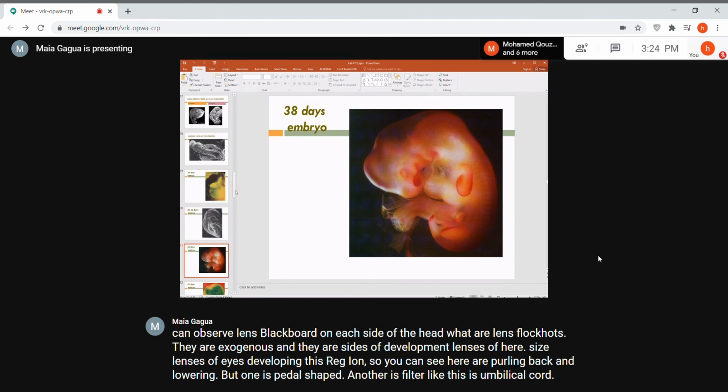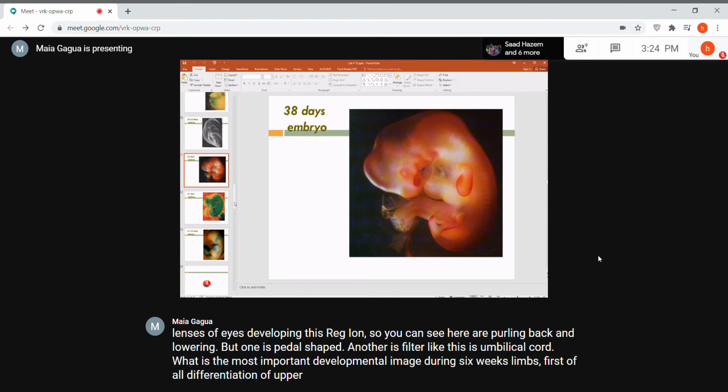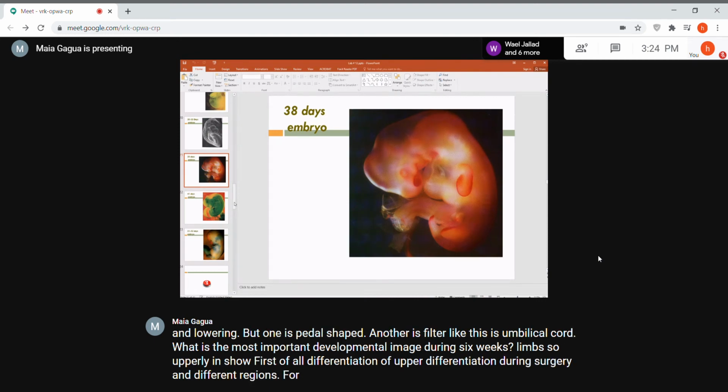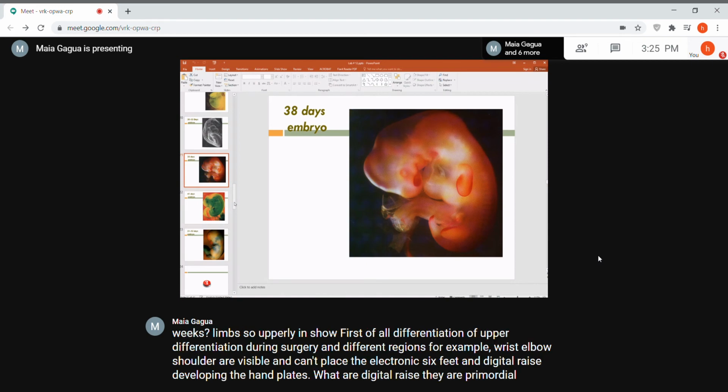What is the most important developmental event during 6 week? First of all, differentiation of upper limbs. So upper limbs show differentiation during 6 week, and different regions, for example, wrist, elbow, shoulder are visible, and hand plates develop during 6 week. And digital rays develop in the hand plates. What are digital rays? They are primordia of fingers.